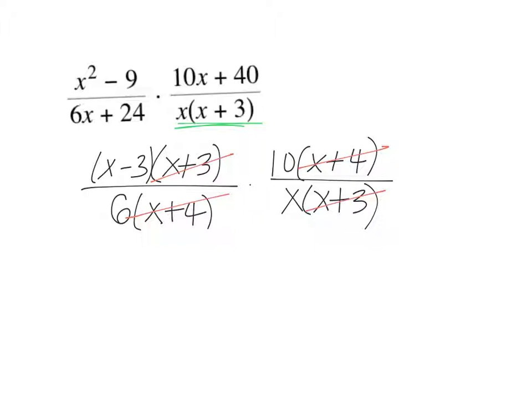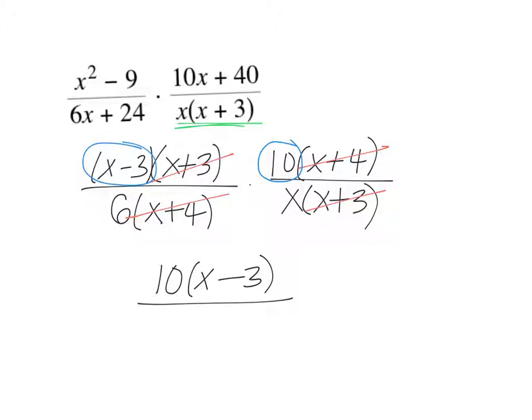Okay, then you write down what's left. So what's left is I have 10 and x minus 3. And don't multiply them together. Just write them next to each other. Like that. And on the bottom, what do I have left? 6 and x. So I have two things. And again, I just write them out next to each other. 6, x. Okay.